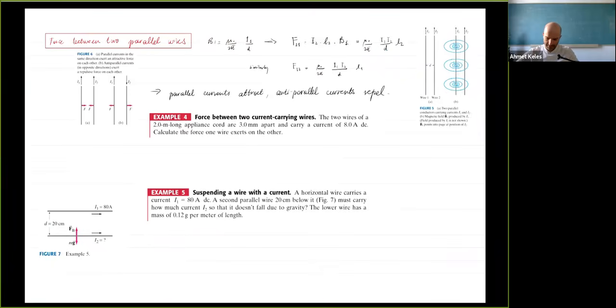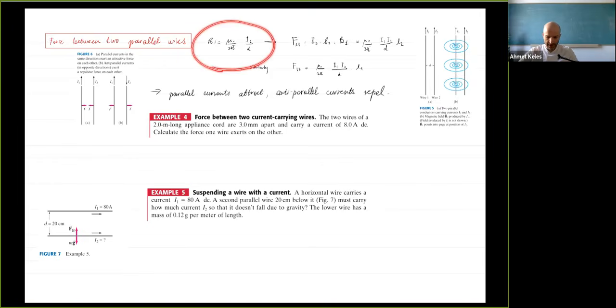I think this is easier to say this way. Suppose you have two wires, I1 and I2, and I1 has a magnetic field. You know how to use the right-hand rule, and this magnetic field is non-zero at the location of I2, and there's a current in I2, so we can use the force formula that relates magnetic field and current.